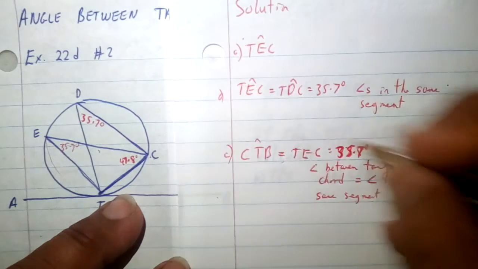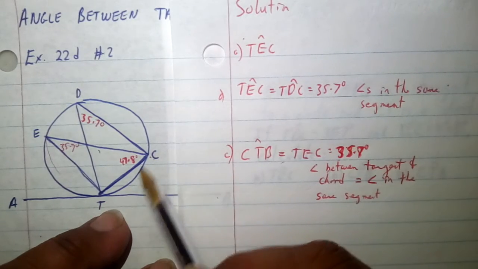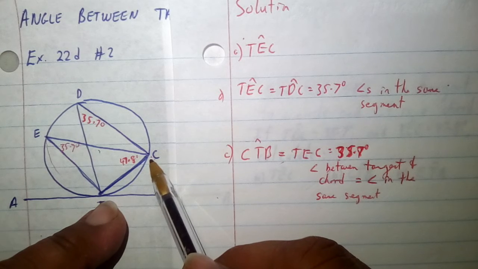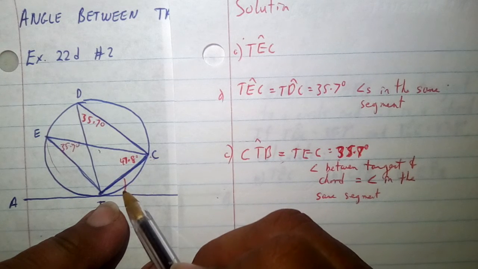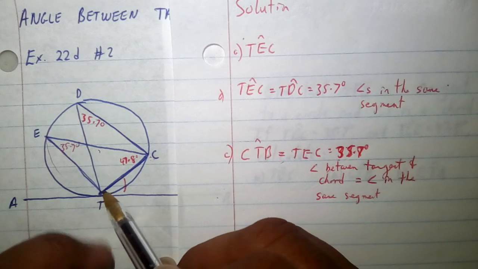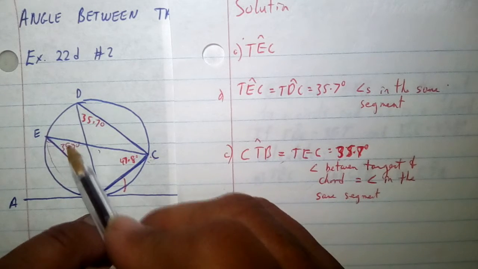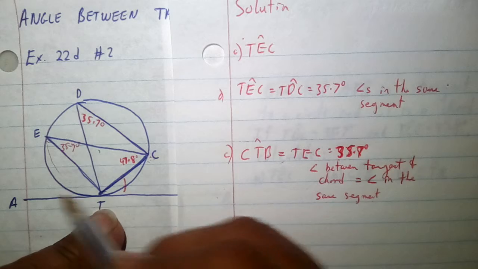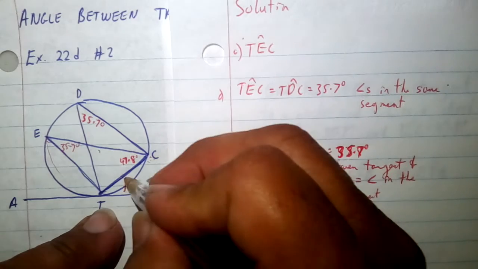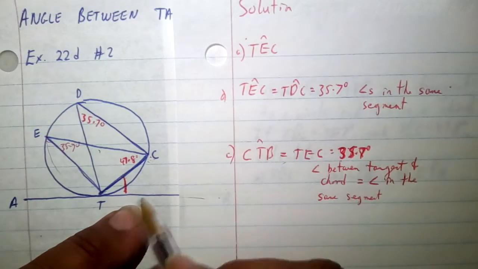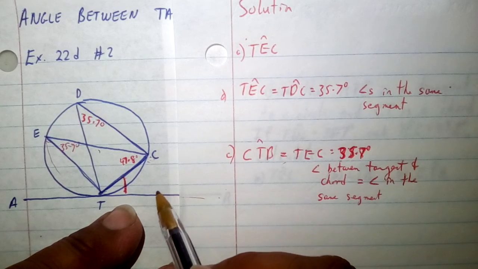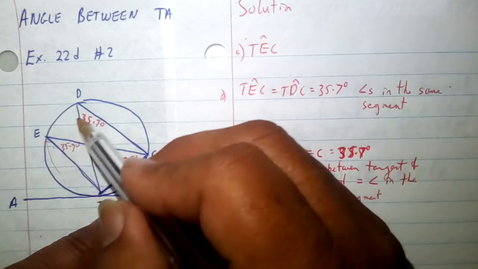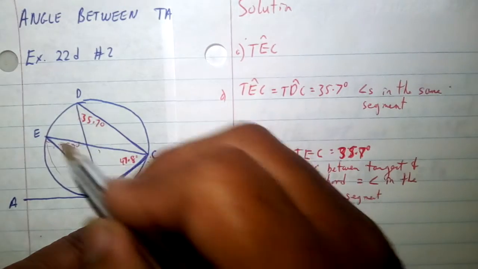Just looking at this one here. So we have CTB, this angle is what we are looking for, is equal to TEC, this one. So this is the angle between the tangent and the chord, this angle here. Now this angle is also the angle in the same segment, because when you look at it, they are on the same segment. Okay, so that comes from this concept.